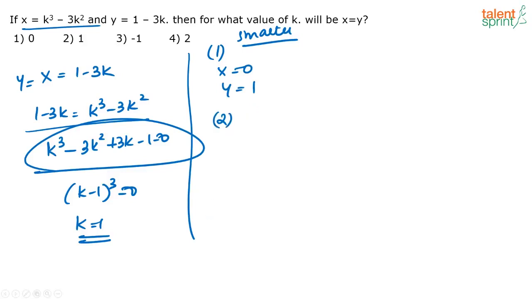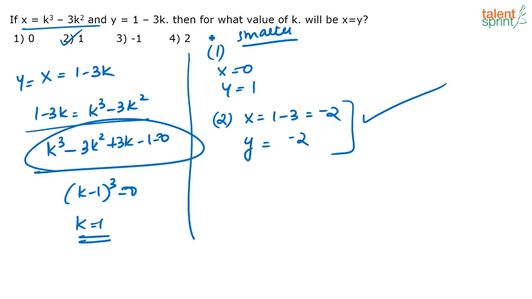Now if you look at the second option, I put k is equal to 1, then I have x is equal to 1 minus 3, that is equal to minus 2. Y will become again 1 minus 3, that is minus 2. So here x is equal to y. So the correct answer will be option 2. This is the faster and the easier way to solve the question.